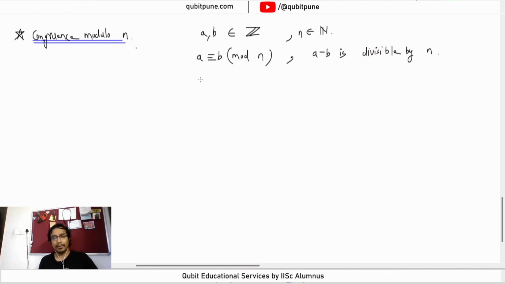Okay, let me give you an example on this. 32 is congruent to 12 mod 6. Sorry, not 12, sorry, 20. 32 is congruent to 20 mod 6. Why? Because if I subtract 20 from 32, I will get a number which is 12, and 12 is divisible by 6. Okay, 12 divided by 6 is 2. So we say 32 is congruent to 20. Okay, 32 is congruent to 20 mod 6.